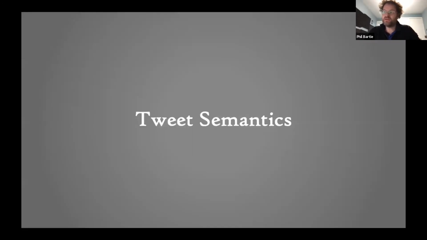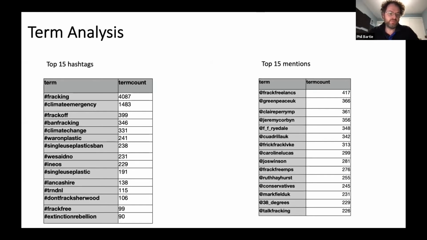Okay, so we had a look at tweet semantics, not too much in this paper. First of all, just looking at the kind of terms and hashtags people are talking about, such as climate emergency, ban fracking, climate change, war and plastic, that kind of thing. So these are where they've mentioned fracking and also these other hashtags. And the top mentions are things like Frack Free Lancashire, a group who are anti-fracking, Greenpeace and so on. Jeremy Corbyn comes up as well.